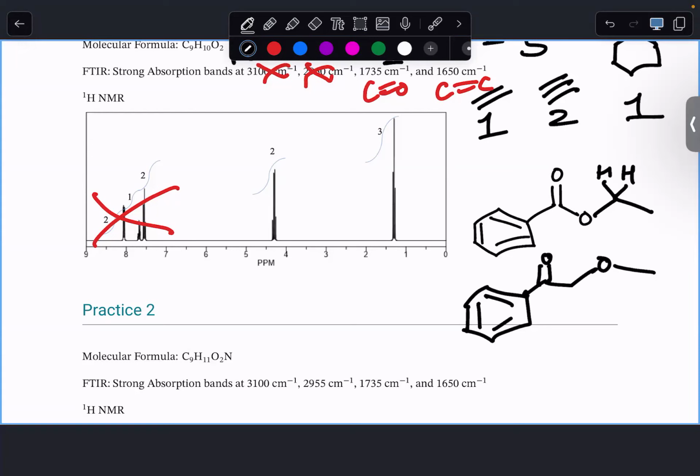Below that, 2 to 3 is the alpha region, which is the carbon next to a pi bond, like a double bond or triple bond. 2 and below is the boring regular sp3 CHs.